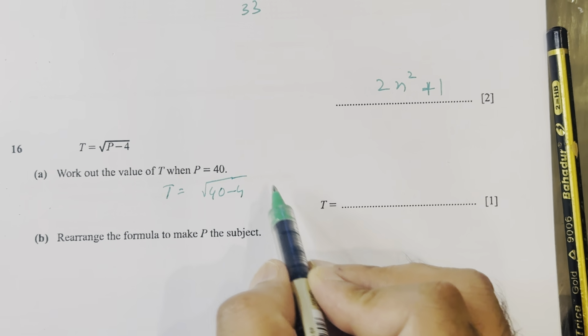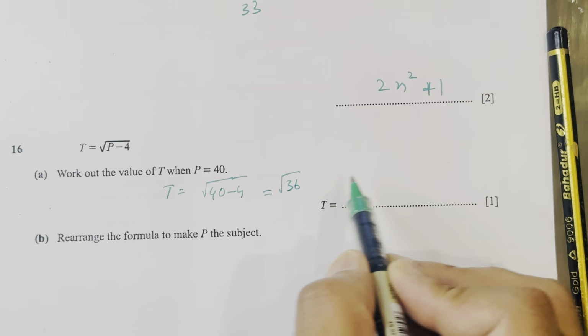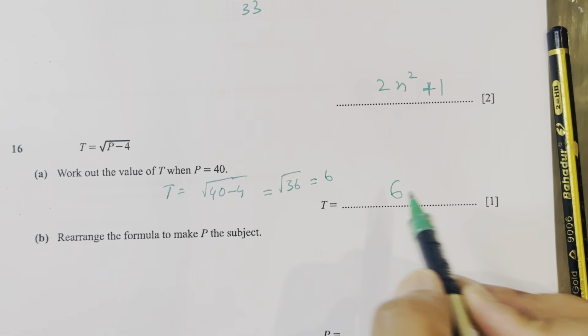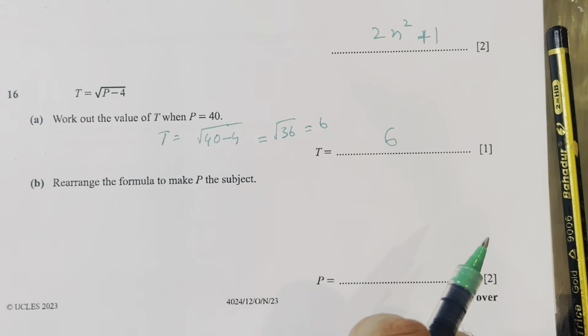40 minus 4, the answer is 36. The square root of 36 is 6. The value of t is 6.